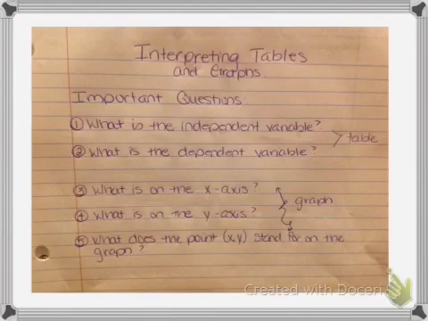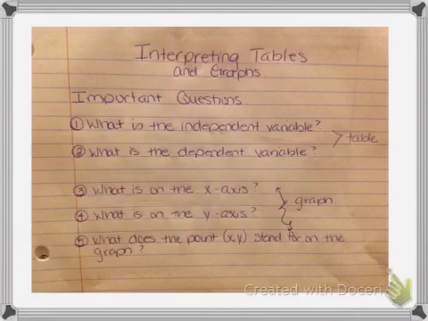Okay, so we're going to talk about how to interpret graphs today. So let's look at some notes here. These are some important questions to ask yourself when you're looking at a graph or a table. One, what is the independent variable? When we know the independent variable, we usually label it as x. It's the one that you usually substitute in an equation.